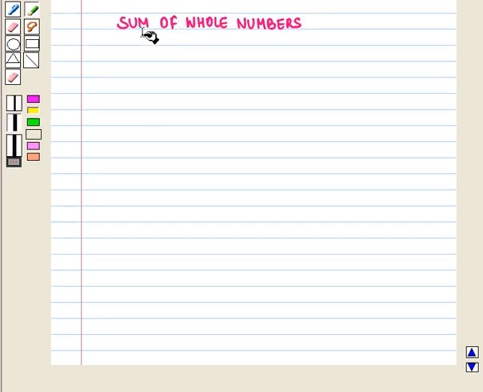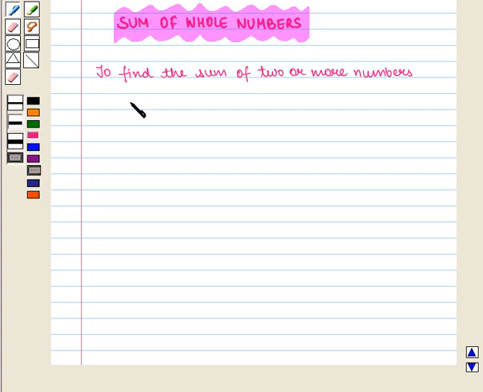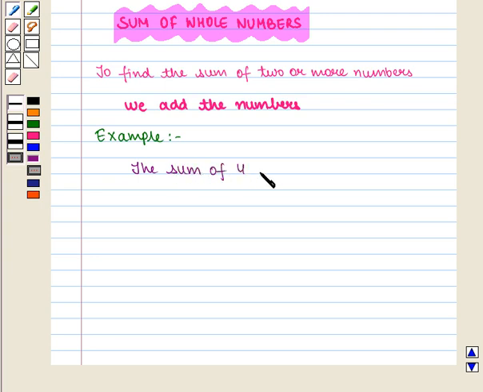Let us start with the sum of whole numbers. To find the sum of two or more numbers, we add the numbers. For example, the sum of 4 and 11 is 15.